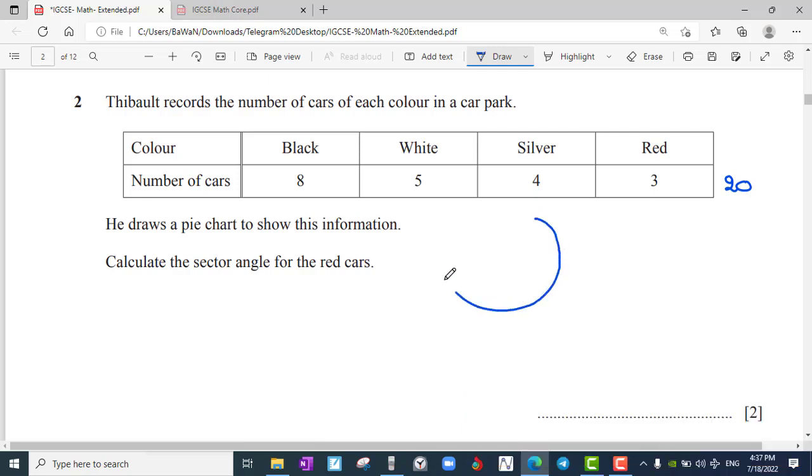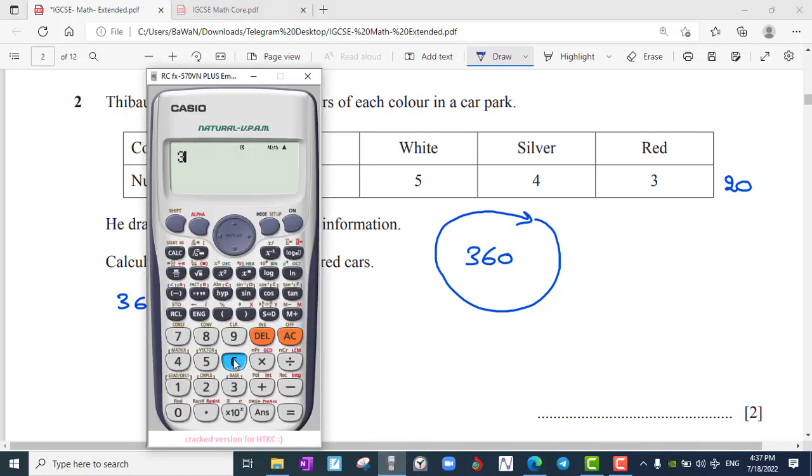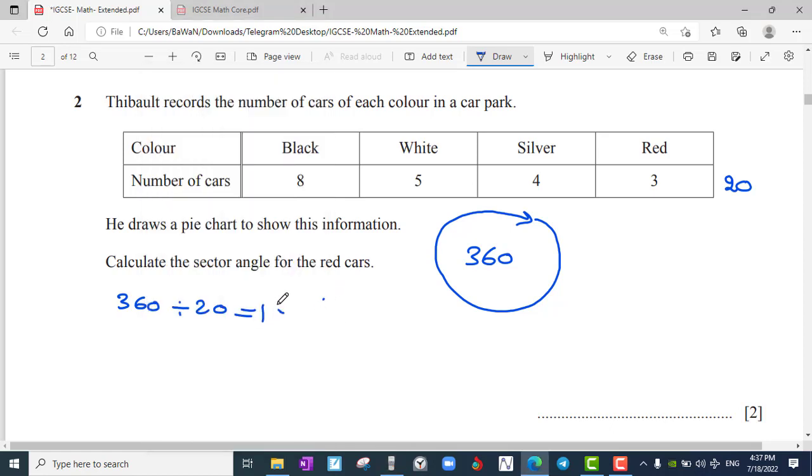One full pie chart has 360 degrees. So we divide 360 by 20. This is step 2. Step 1, find total frequency. Step 2, 360 divided by 20. 360 divided by 20 is 18. So this 18 means one single car is 18 degrees on the pie chart.